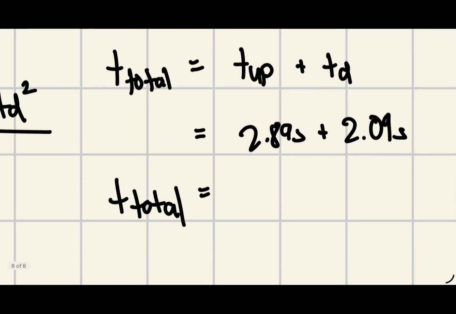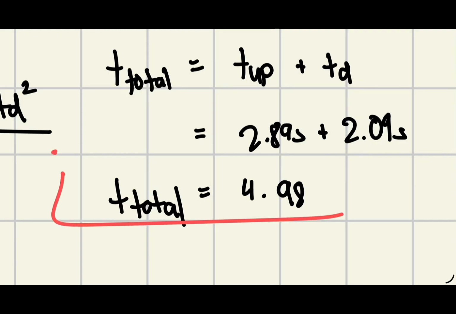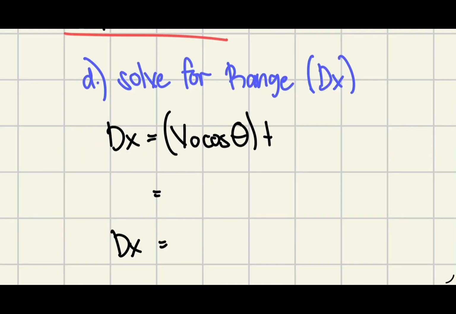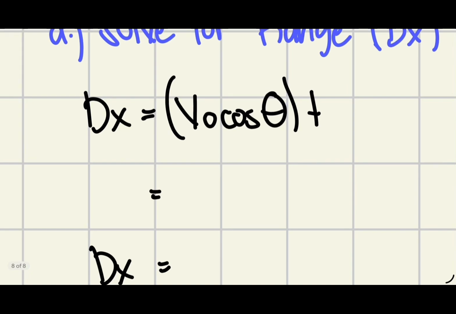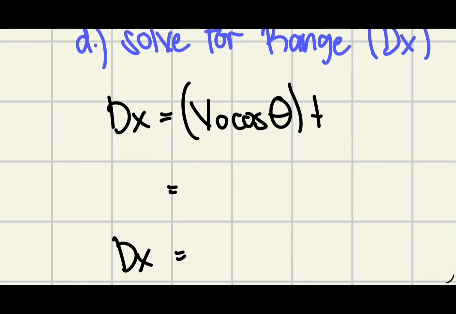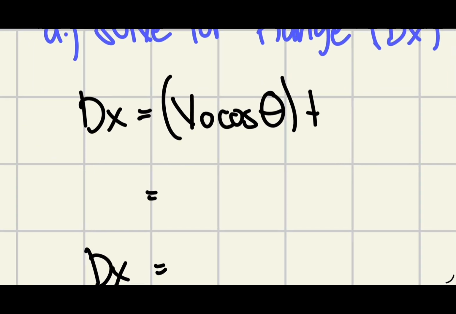Now we add this up and then we are left with 4.98 seconds, and that is for letter C. For letter D, we are trying to solve for the range or the horizontal displacement. This is very easy as we are going to use the horizontal displacement formula. So we just substitute our values.